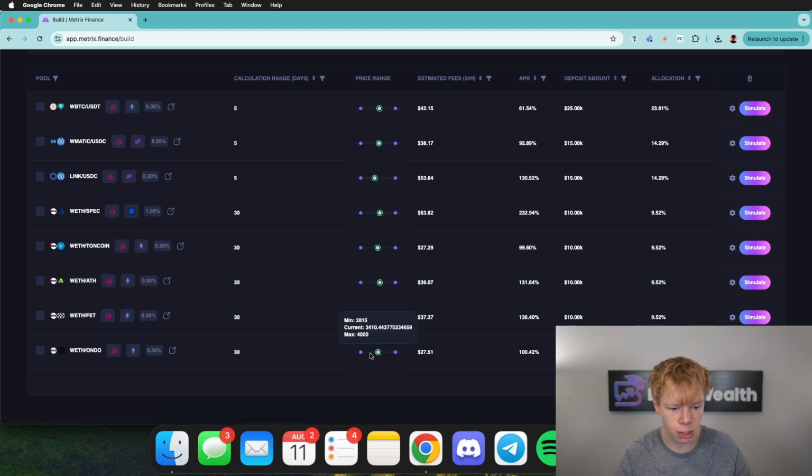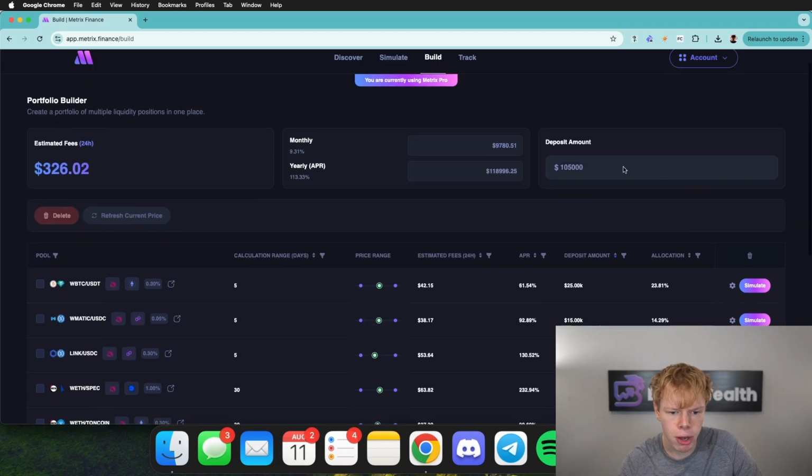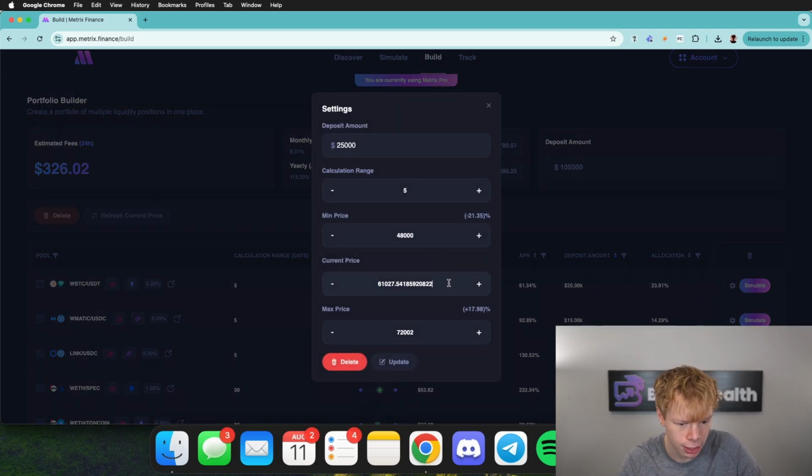I also adjusted these ranges. So with Ethereum to Ondo, the max is 4,000, min is 2,815. With Ethereum to FET, min is 2,750, max is 3,650. And then Ethereum to ATH, we have a min of 32,000 and a max of 52,000. Also, I noticed that I have roughly $105,000 allocation, so it's time to adjust some of those allocations as well.